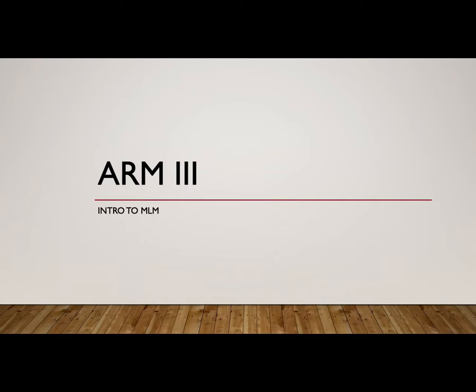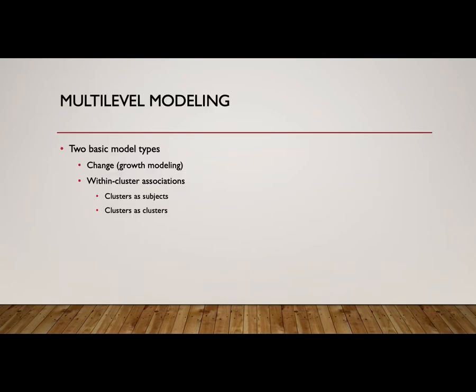And let's talk about multi-level modeling. So, we have two basic types of multi-level models, and within each of these types, there are a number of categories of multi-level models. We're going to focus on just these two types today. The first type is the multi-level model of growth or change across time, and this model is just an extension of latent growth curve modeling.